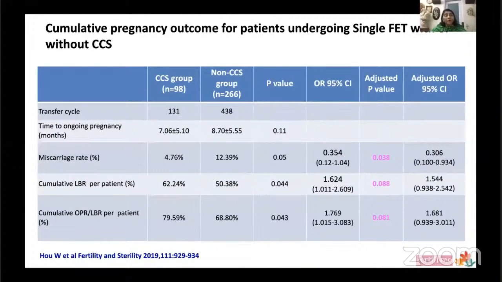What they also showed is that the cumulative live birth rate was also higher in this group, although it did not reach significance. But if you look at the miscarriage rate, it definitely reached significance. So there are certain benefits of doing PGTA.